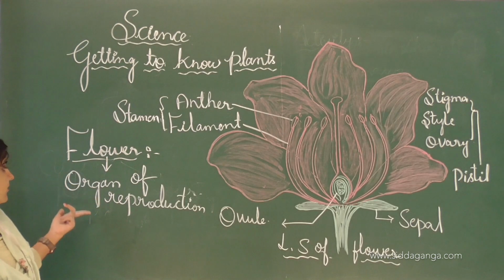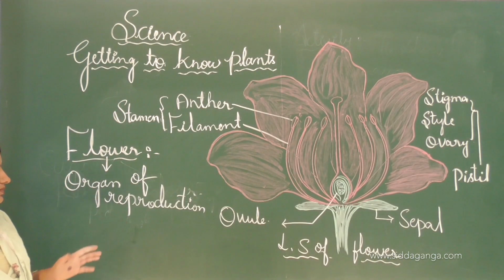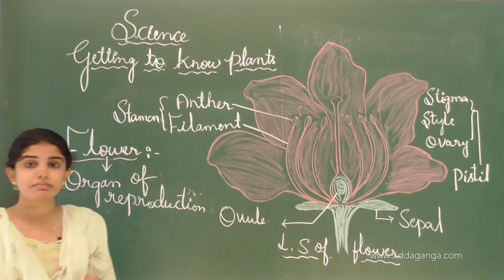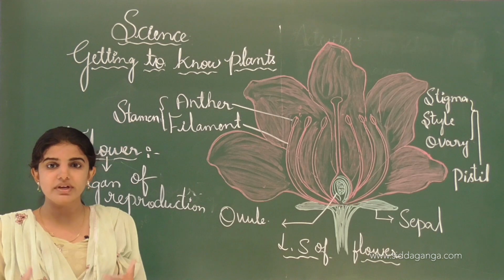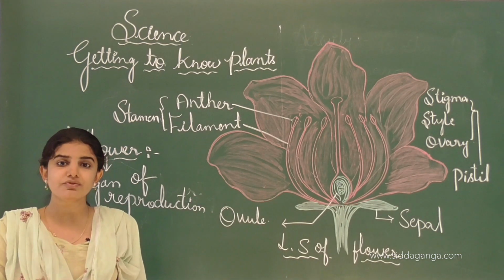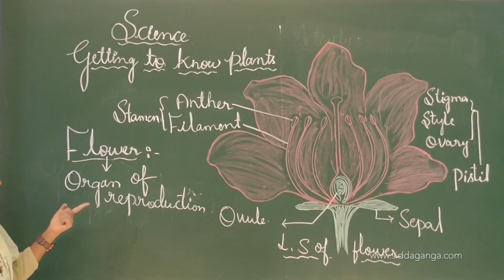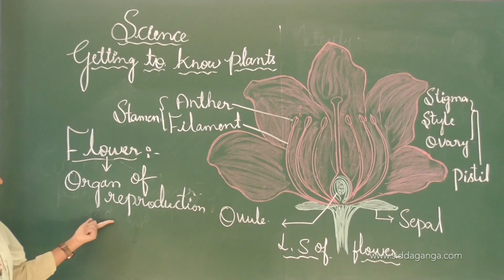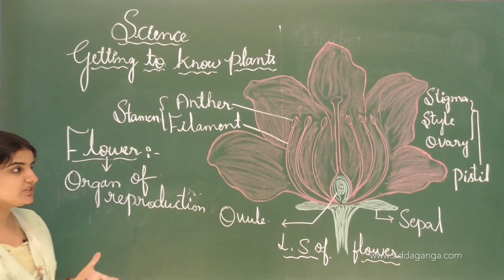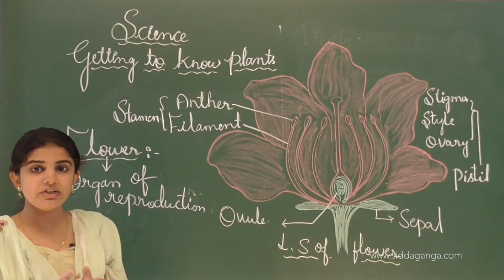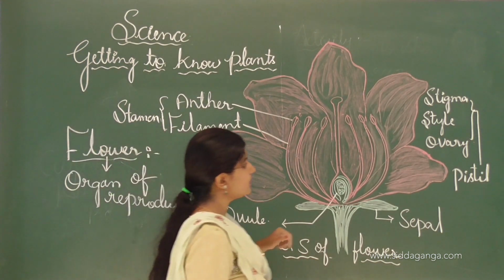See here, why it is called reproduction: seeds will be generated in the flower. When the seeds are formed, reproduction takes place, and later fruits will be produced in the flower, and that's why it is called the organ of reproduction. Here, the organ of reproduction has different types of parts. One is the stamen and another one is the stigma.